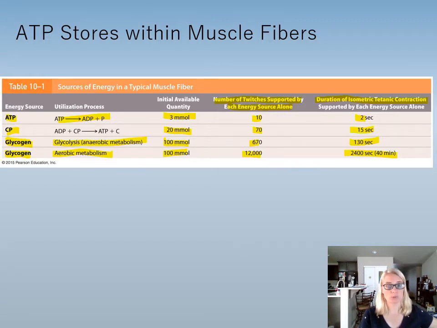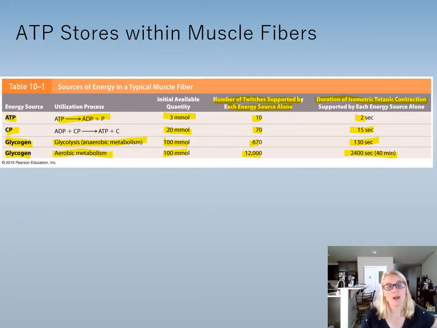So clearly aerobic respiration of your glycogen, which is basically glucose, is going to give you pretty much unending ATP. As long as you have oxygen to do the aerobic respiration, you can pretty much power your muscles as much as you need to.